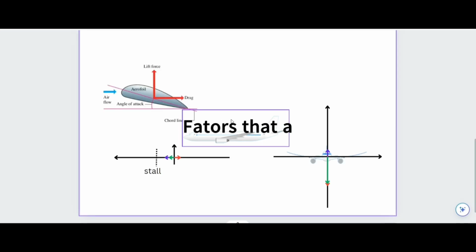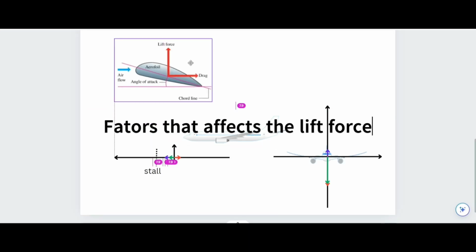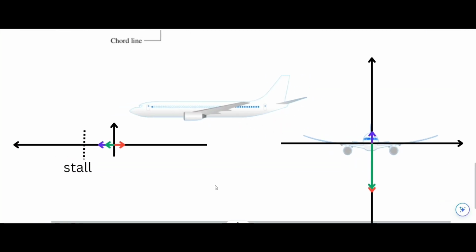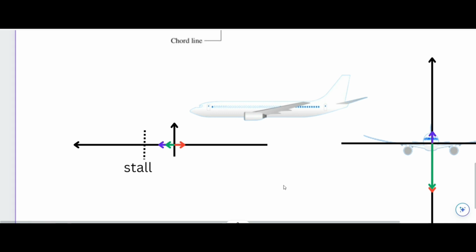Next, I'm going to explain about the factors that affect the lift force. First, we will talk about speed. As you can see here, there are two graphs. One is the speed graph: thrust, speed, drag. Another one is the force graph: lift force, weight, and the resultant force. Right now, the plane is idle, resulting in no lift force, which means the resultant force is the same as the weight.